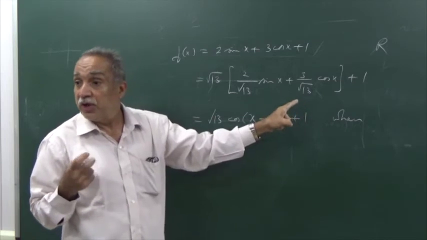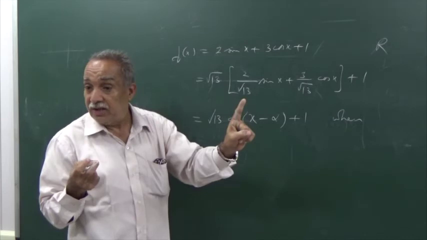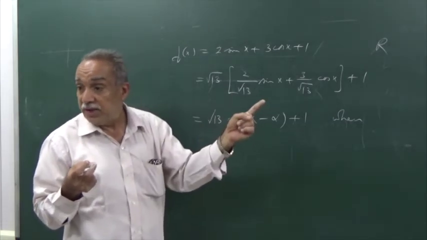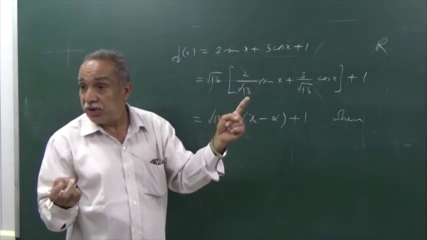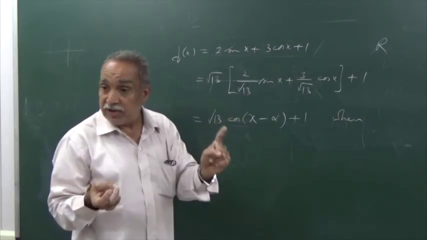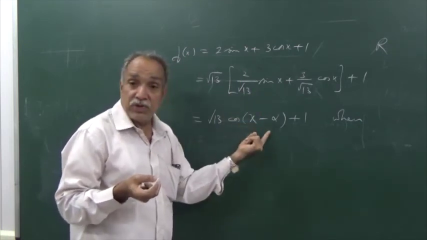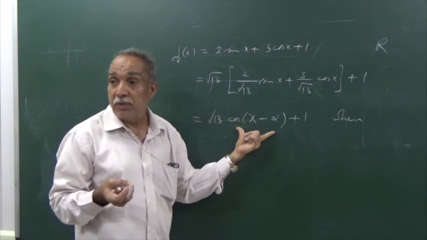In which quadrant do you get both sin and cos positive? So choose the first quadrant angle for which tan is 2 by 3. Even in third quadrant tan is positive. Do not select that angle belonging to third quadrant. Choose the first quadrant angle for which tan is 2 by 3. That alpha has been used here. The expression takes this form.